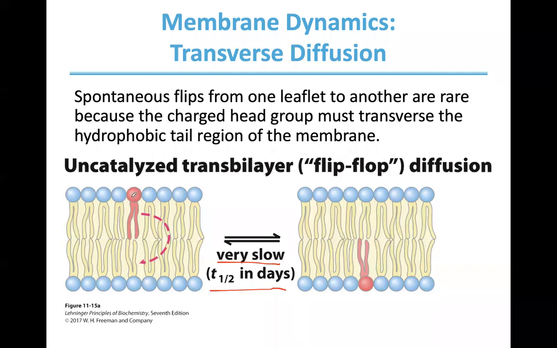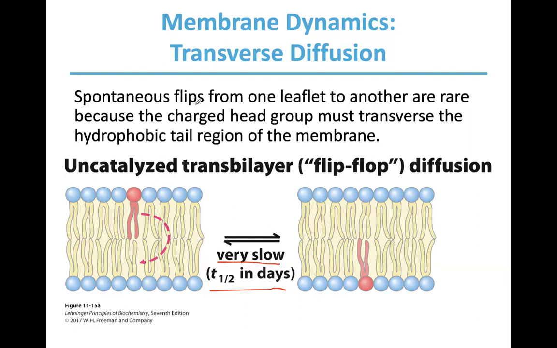So you have a polar head group. How do you drag this polar head group across the lipid bilayer? Not easily. And so you can see this half-life, right? T1/2 means half-life. It's measured in days, right? So it requires several days for half of these lipids to undergo this transverse diffusion. Okay, so this will be for spontaneous flip.